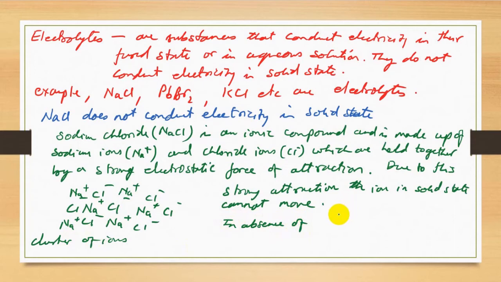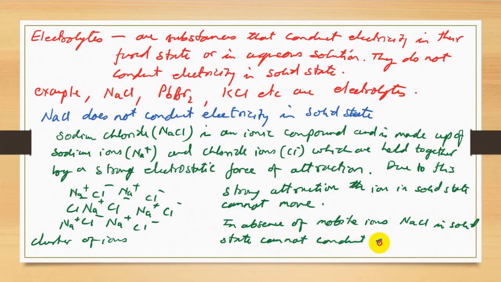So in absence of mobile ions, means movable ions, NaCl in solid state cannot conduct electricity. So ions cannot move, so it cannot conduct. It's simple as that.